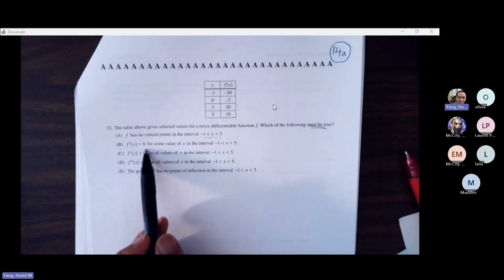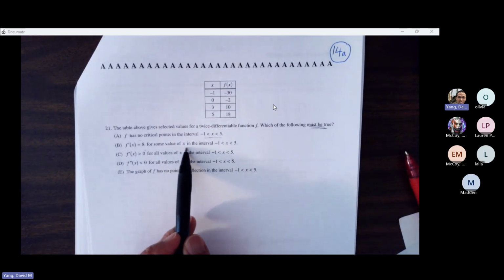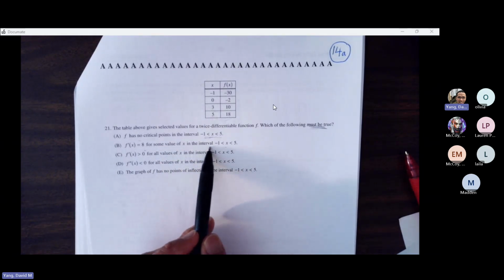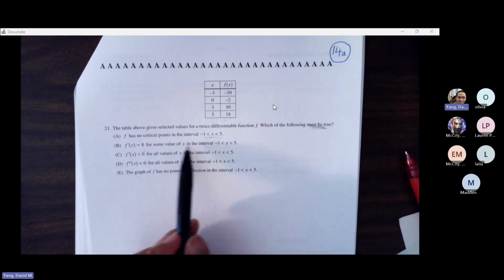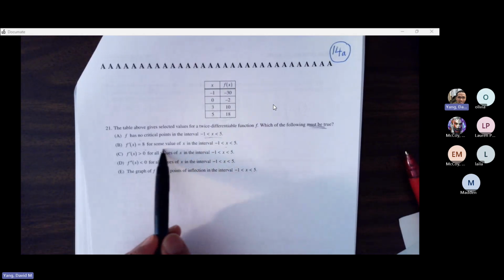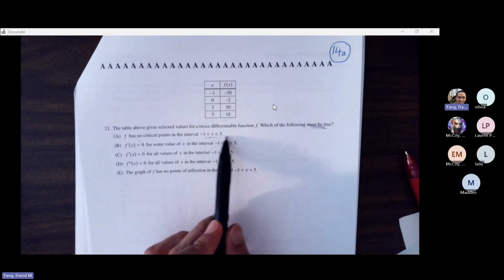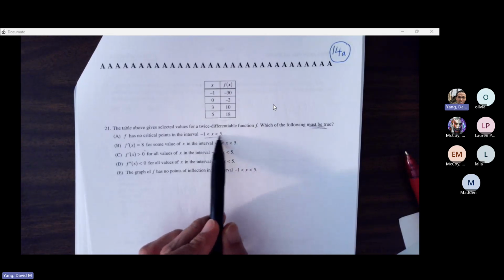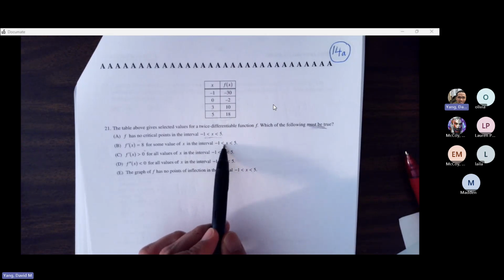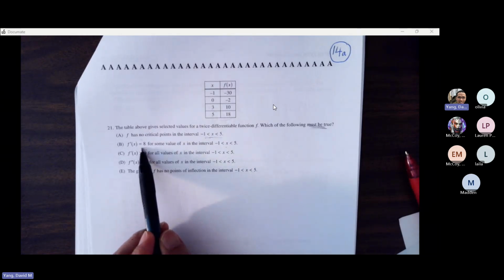Part B, f prime equals 8 for some value on the interval from -1 to 5. So basically, this is maybe getting us into that mean value theorem region here. If I can somehow show that there's a slope between -1 and 5 of slope of 8, then we must be able to guarantee there must be a rate of change of 8 somewhere as well.